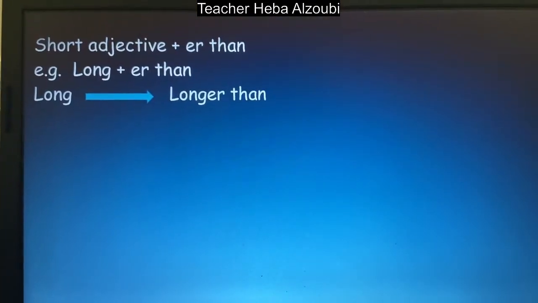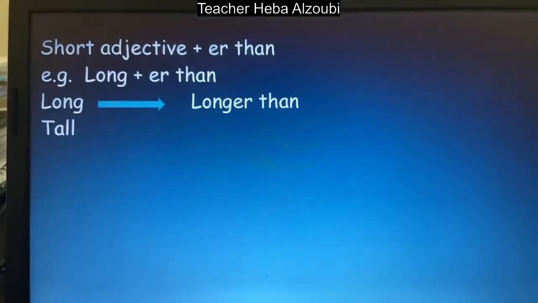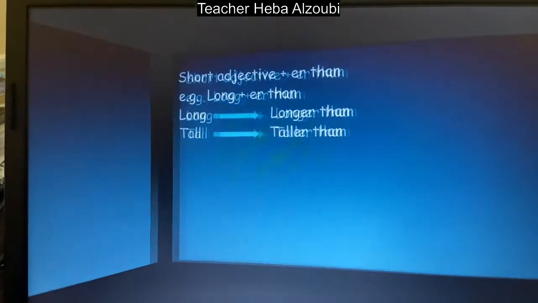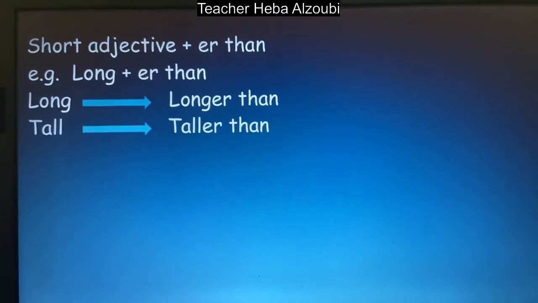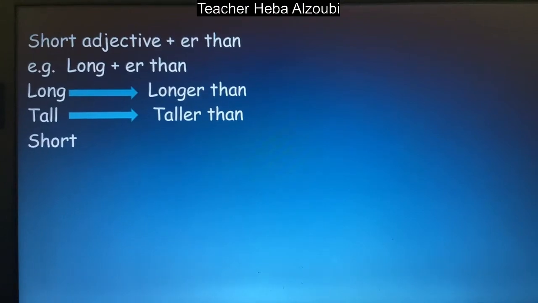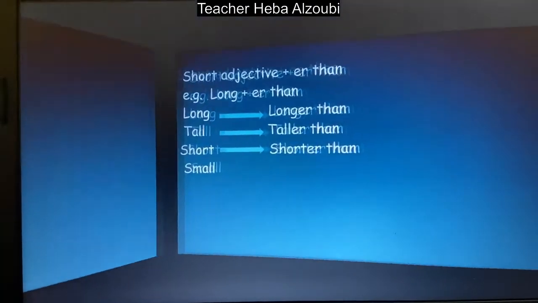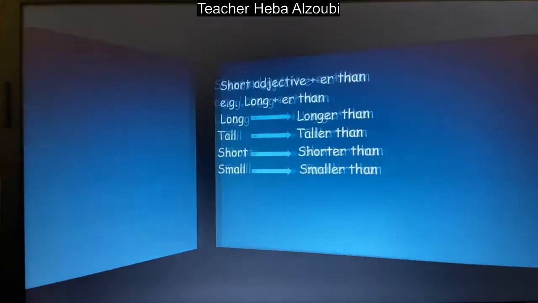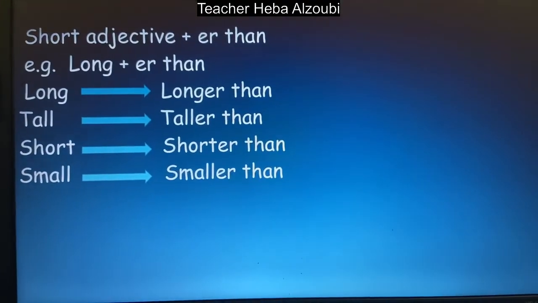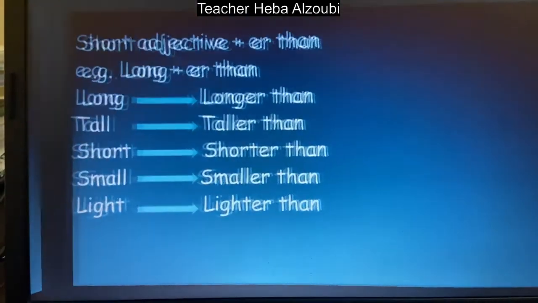So, long becomes longer than. Tall becomes taller than. We add only ER. Short, shorter than. Small, smaller than. Light, lighter than.